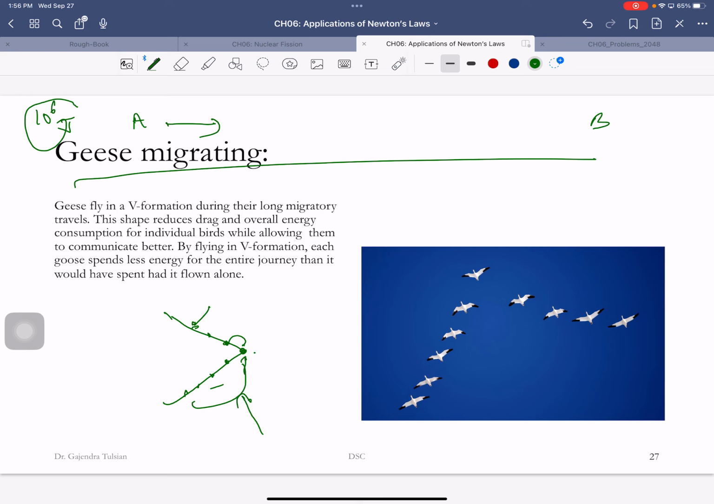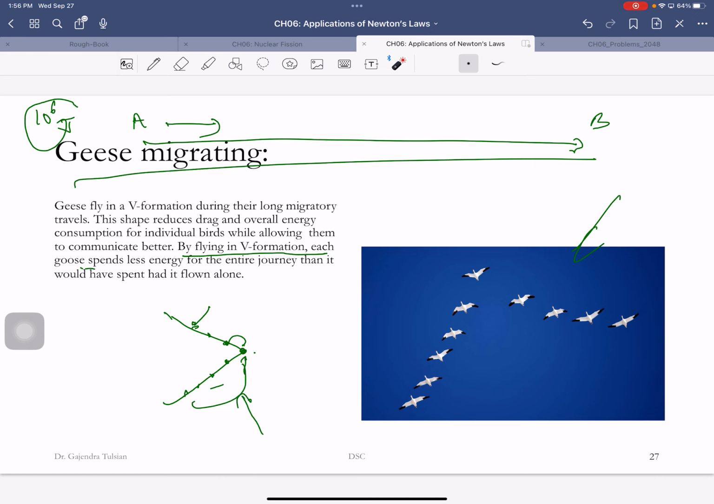When you have a group of cyclists going on bike rides, that's what they're using. They're minimizing their drag. So the overall energy spent individually is less than if you went solo. Even birds know this sort of stuff, and they take advantage of that. By flying in a V formation, each goose spends less energy for the entire journey than it would have spent had it flown alone.